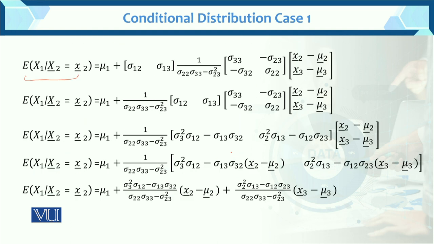Now put in these values. So μ1 plus sigma 1,2, sigma this. This is the inverse and this is the x2 minus μ2. After simplification, keep simplifying this. After simplification, you will get the expected value of this. And the simplification is easy, you just have to multiply the matrices.